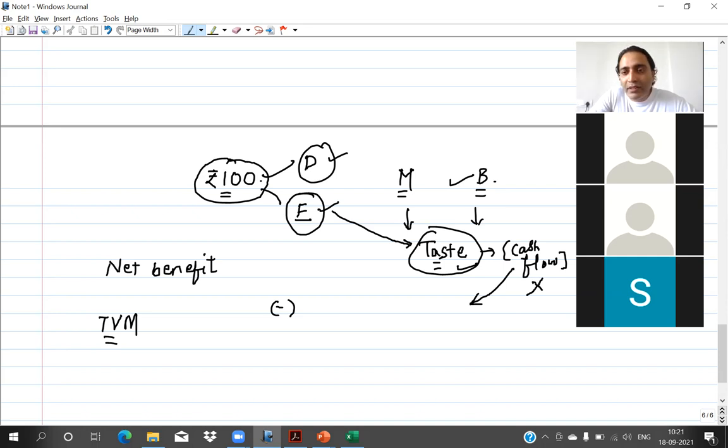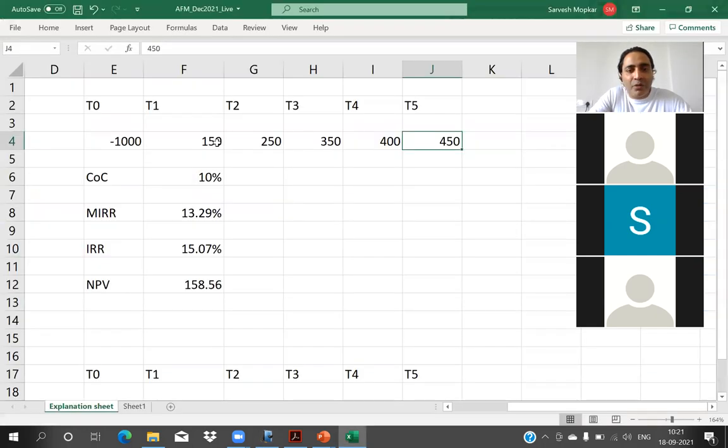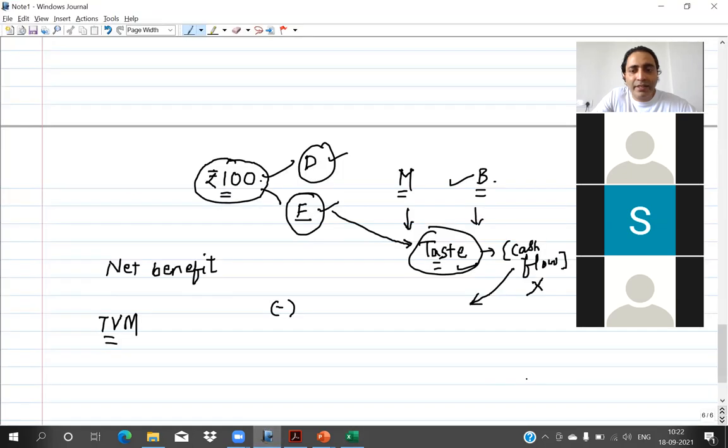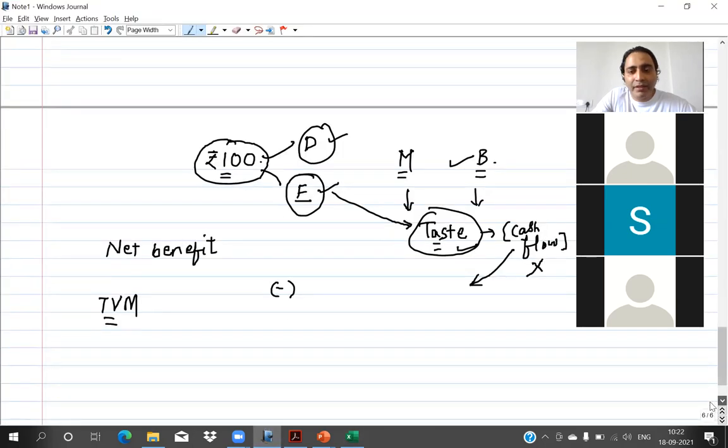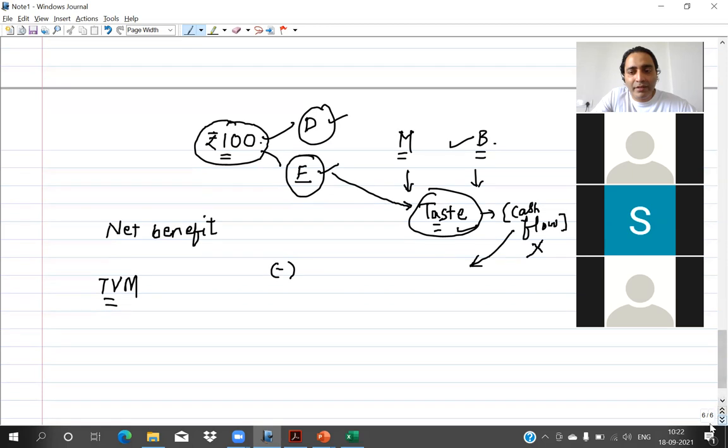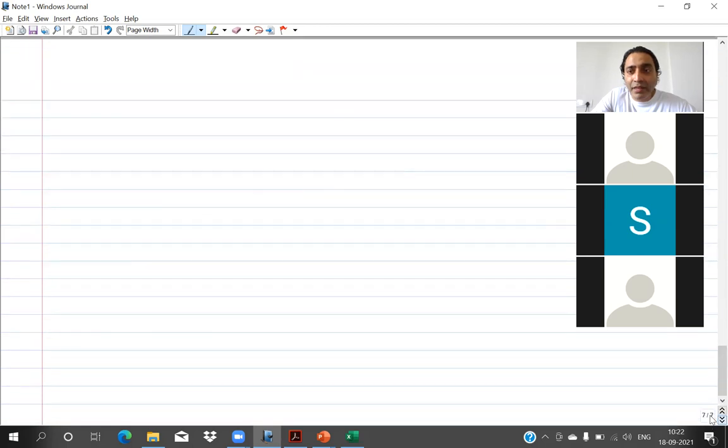Cool? Clear? Yes, sir. Very good. Now we will increase the difficulty. We will take the concepts to a slightly more advanced level. So sir, do we deduct tax in free cash flows also? Yeah, that's what I said. Free cash flows are always after tax. That's why the term used is FCFAT.